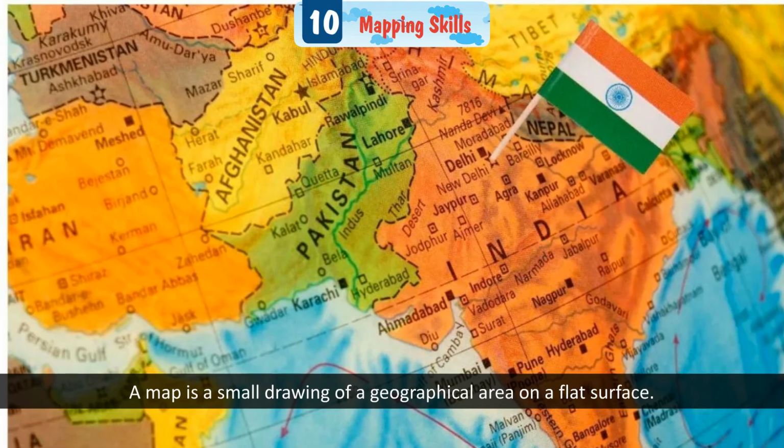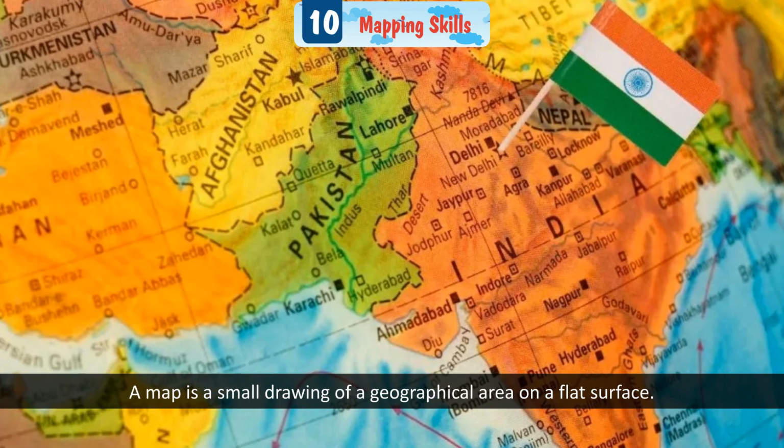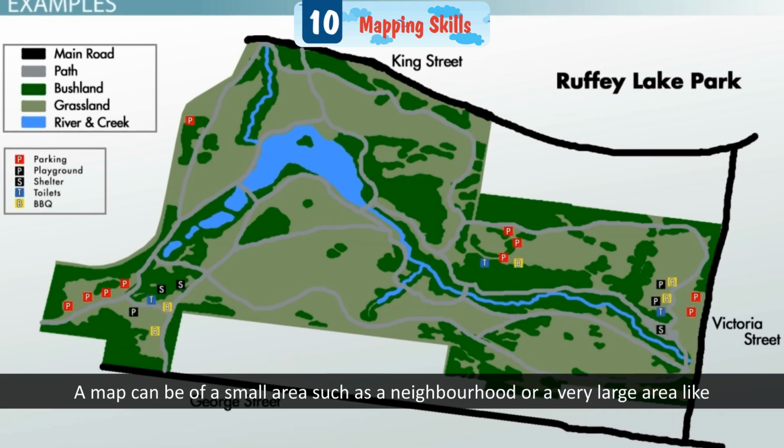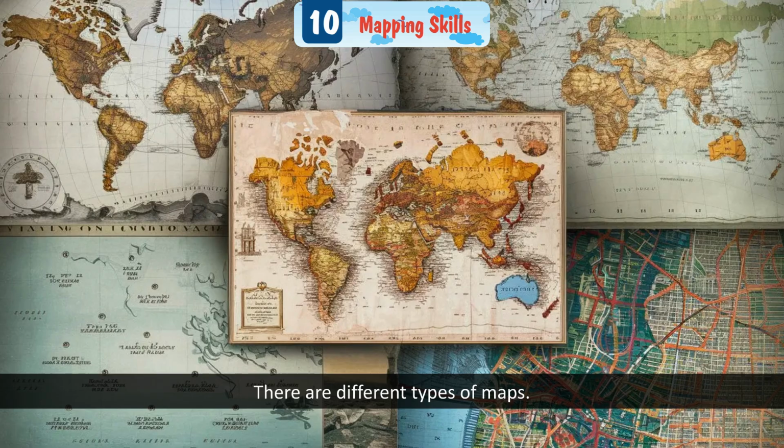Maps. A map is a small drawing of a geographical area on a flat surface. A map can be of a small area such as a neighborhood or a very large area like the whole world. There are different types of maps.